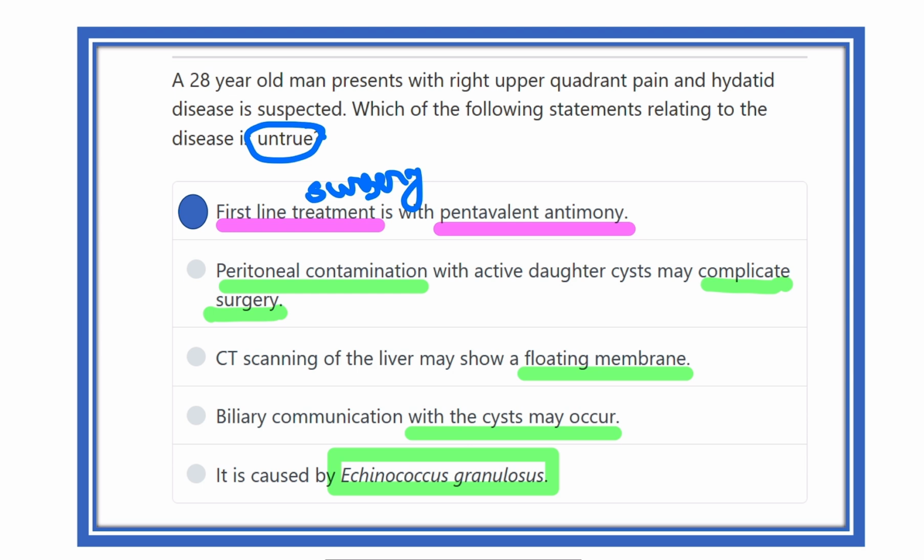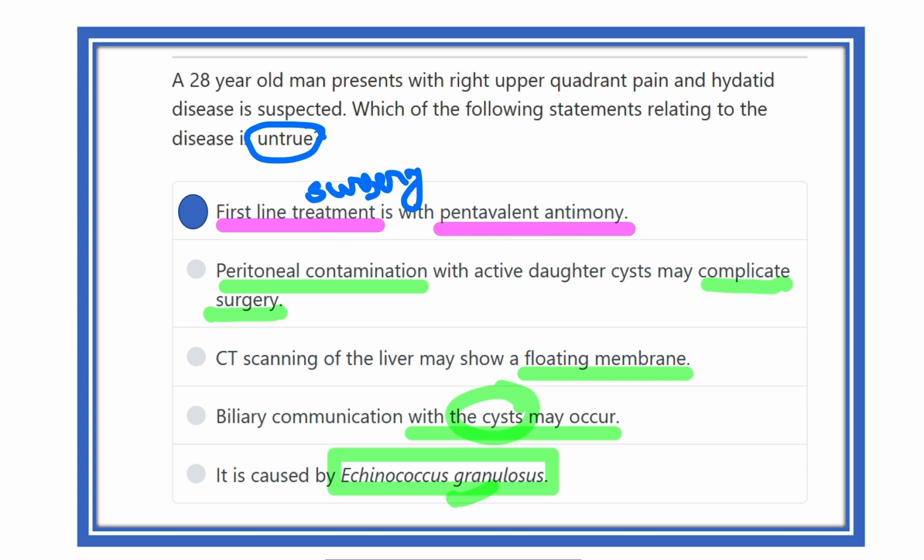That means the peritoneal contamination with active daughter cyst may complicate surgery. Yes, it complicates surgery, that means anaphylactic reaction on the table and may cause death of the patient. CT scanning of the liver may show a floating membrane. It is also true, because the floating membrane is the membrane of the daughter cyst. Biliary communication with the cyst may occur, it is also true, and it is caused by Echinococcus granulosus. And the only false option is that the first line treatment is the pentavalent antibody.